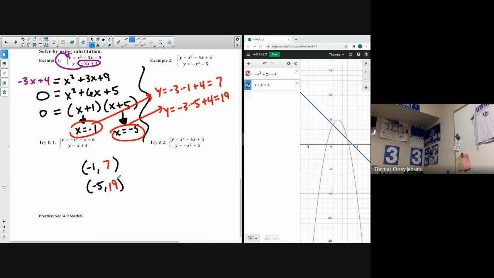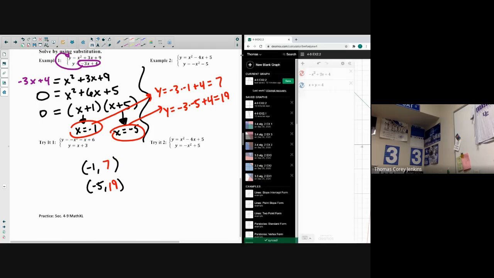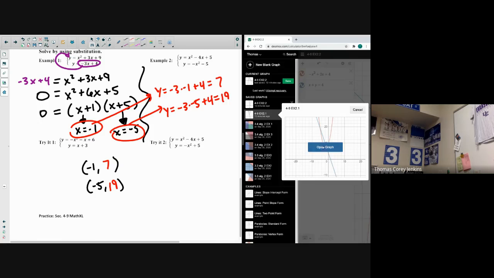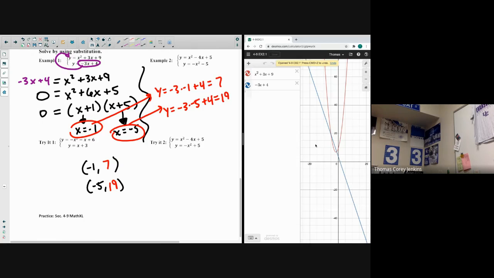All right, so just to double check that algebraically, you would want to see that that happens in the quadratic as well. But since we have all these technology tools, this would be a slick way to kind of check your answer too. And hopefully you were kind of thinking this, but what if we just type these in and just see where they intersect? So let's do that, which I have saved. All right, so let's see. Do they cross at negative 1, 7 and negative 5, 19?